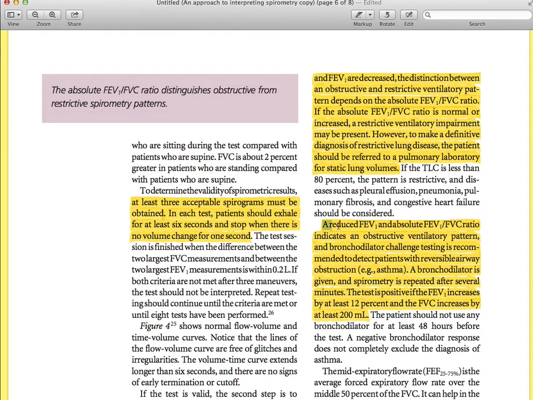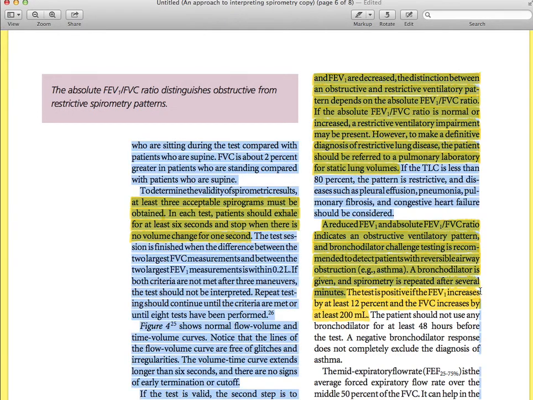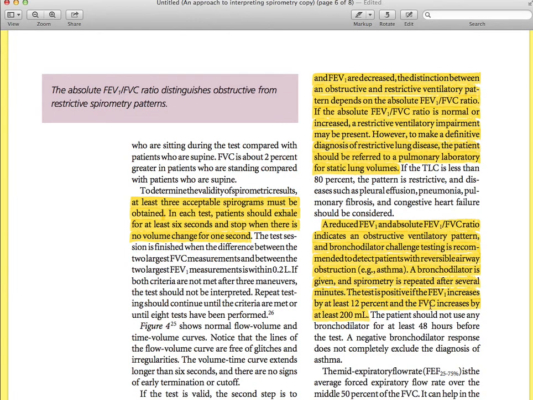So if this is less than 70, like I said before, it indicates an obstructive ventilatory pattern, and then you administer a bronchodilator, and after that you repeat spirometry. The test is positive if the FEV1 increases by 12% and the FVC increases by at least 200 milliliters. That's what you need for the diagnosis of asthma right there, or COPD. So just to be clear, for that diagnosis we don't use peak flow, we use spirometry. And you have a pattern that looks obstructive, you give a bronchodilator, and then it responds so that the FEV1 increases by at least 12% and the FVC increases by 200 mLs.